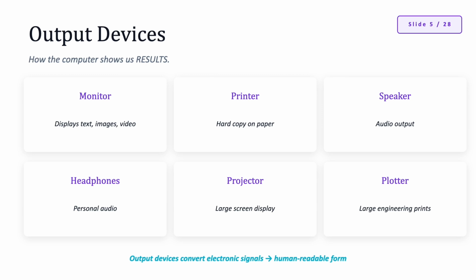Speakers produce audio output. Headphones are personal audio output. A projector displays content on a large screen. A plotter prints large engineering drawings. For the exam, remember: output devices convert electrical signals back into a form humans can understand. Text on screen, sound from speakers, print on paper.